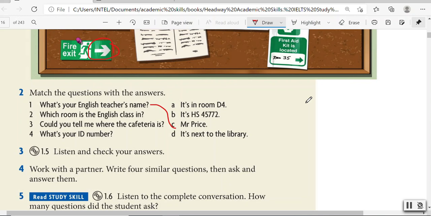Okay, you hear it. What is your English teacher's name? Mr. Price. Which room is the English class in? It's in room D4. Could you tell me where the cafeteria is? Of course, it's next to the library. And what is your ID number? It is HS45772.